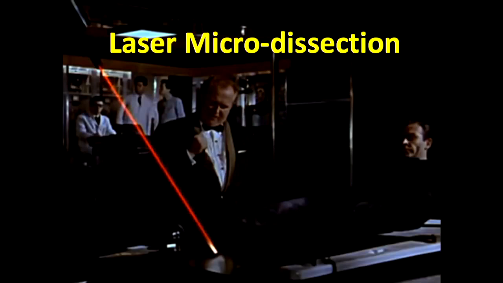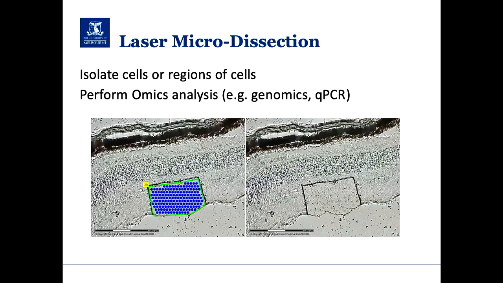Last technique in this section, in the macro section, is laser microdissection. This system again sits here in the medical building. It isn't massively used, but it's basically a technique where you can isolate cells or regions of cells and then perform downstream omics analysis of things like genomics, qPCR. So in this case, if you can use Paint, the Microsoft program, you can use this microscope. So you're just basically drawing around the region that you want to excise out.